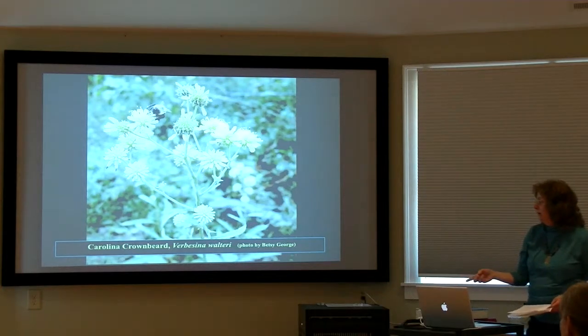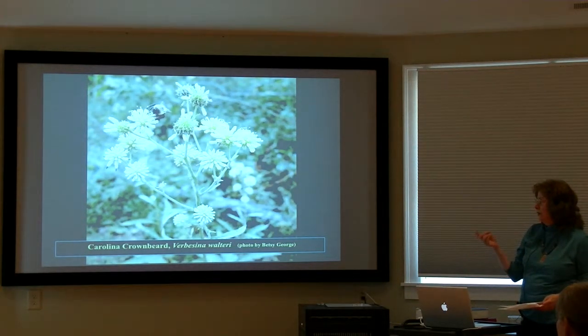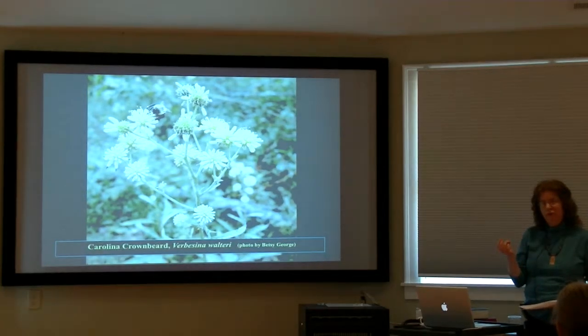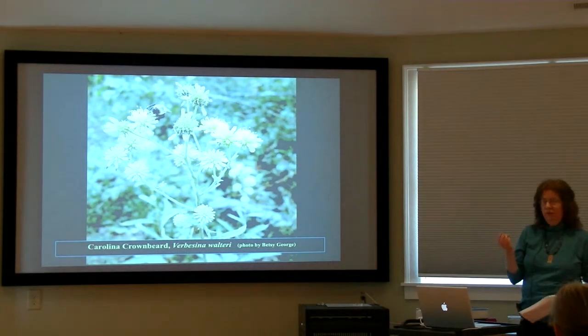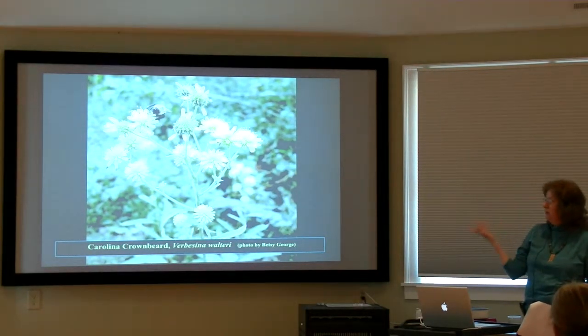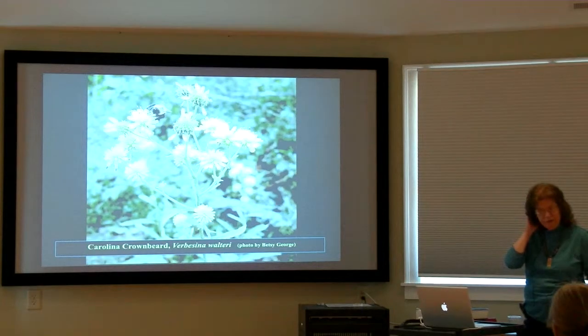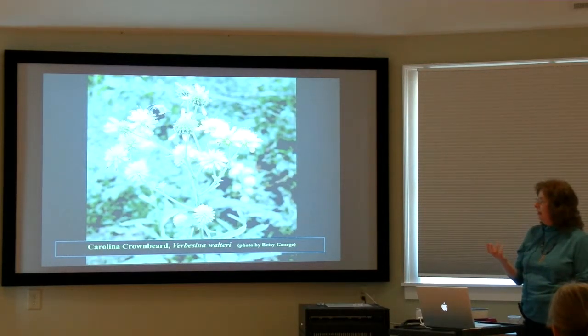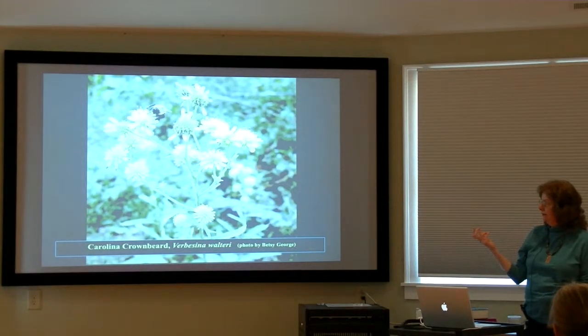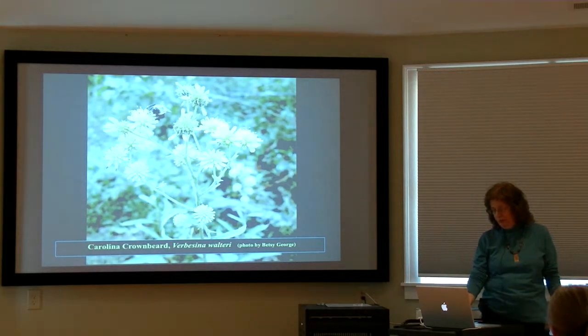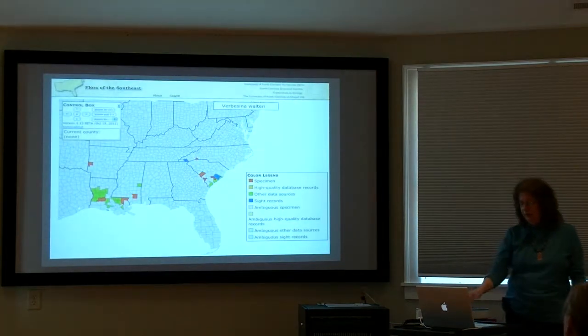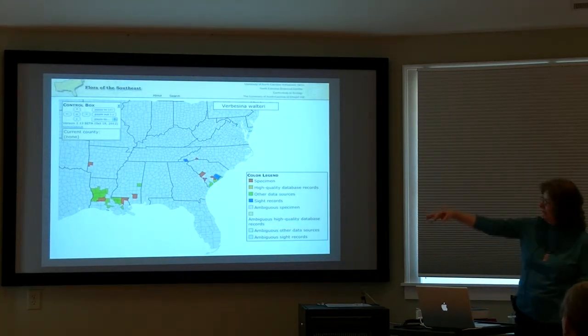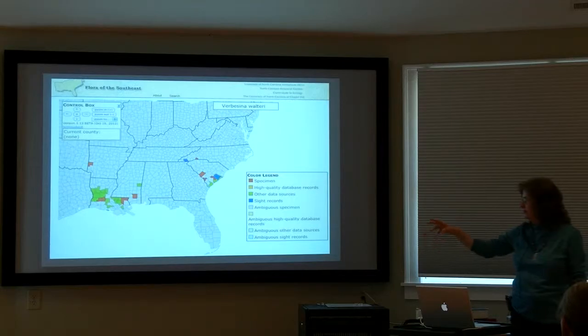This plant, Carolina crownbeard. I know 2 landowners, one in Spartanburg, one in Greenville, both of whom were curious about this plant they'd never seen before. It was just unfamiliar. It was growing on their property. And it turns out that it's not supposed to grow up here. It's weird. It grows there and it grows down on the coast.